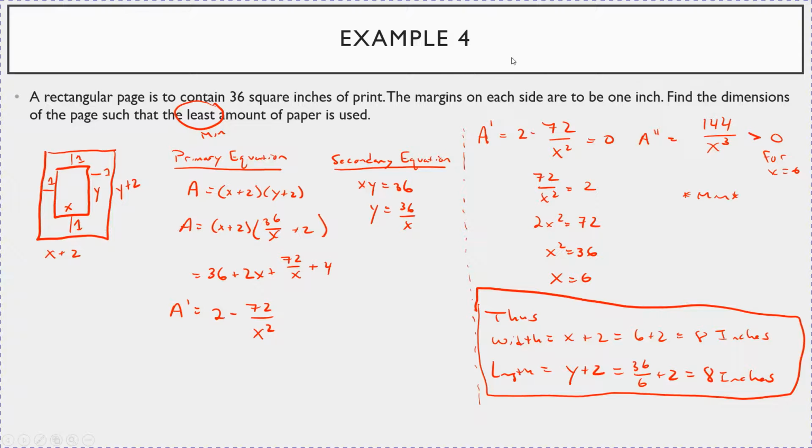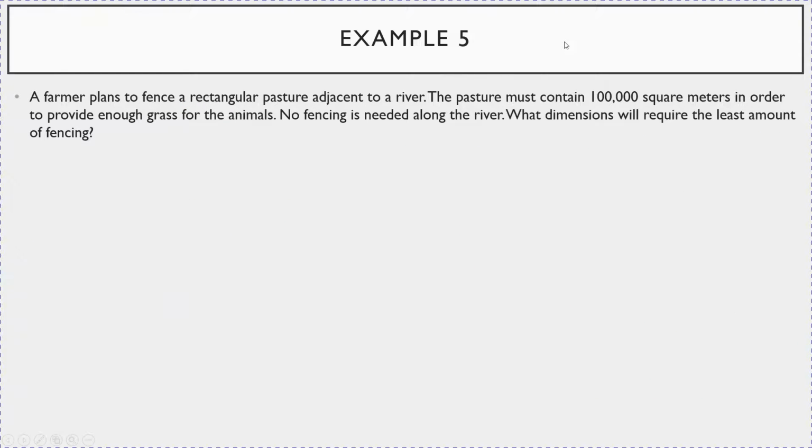Let's try this one here. A farmer plans to fence a rectangular pasture adjacent to a river. Okay, the pasture must contain 100,000 square meters in order to provide enough grass for the animals. So this is basically where the animals are going to graze. Okay. And it says no fencing is needed along the river. Okay. What dimensions will require the least amount of fencing? All right.